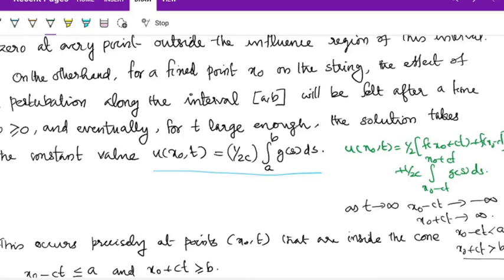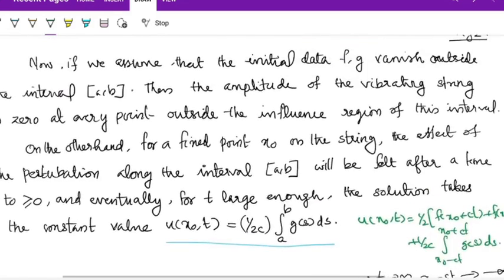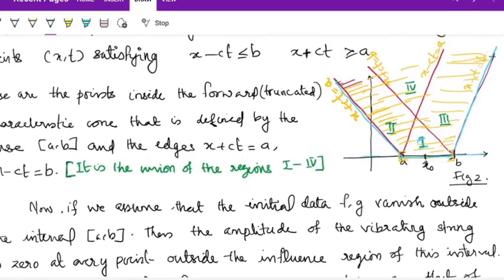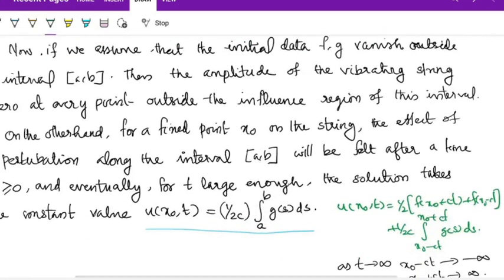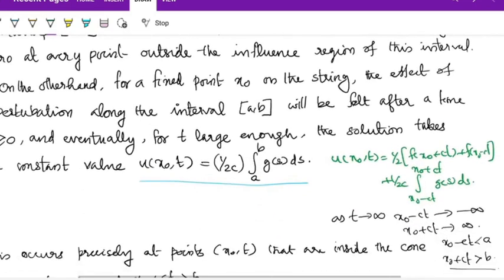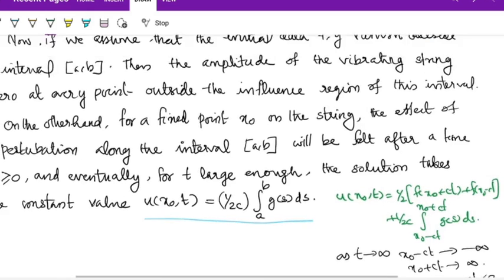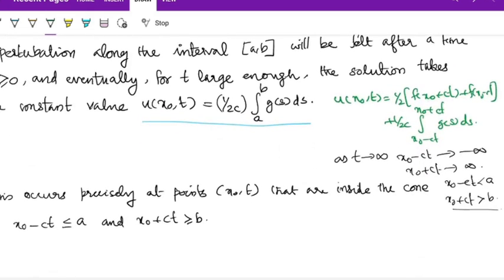We have already assumed that f and g vanish outside the closed interval [a, b]. So f at x naught minus ct, which is less than a and outside the interval, and f at x naught plus ct, which is greater than b and also outside the interval, will be equal to 0. So the only thing remaining is 1 by 2c integral from x naught minus ct to x naught plus ct of g of s ds.